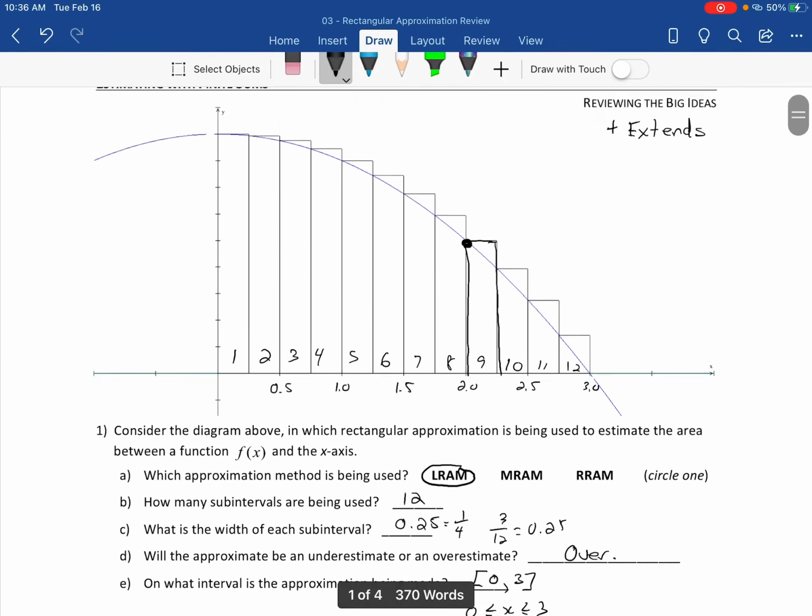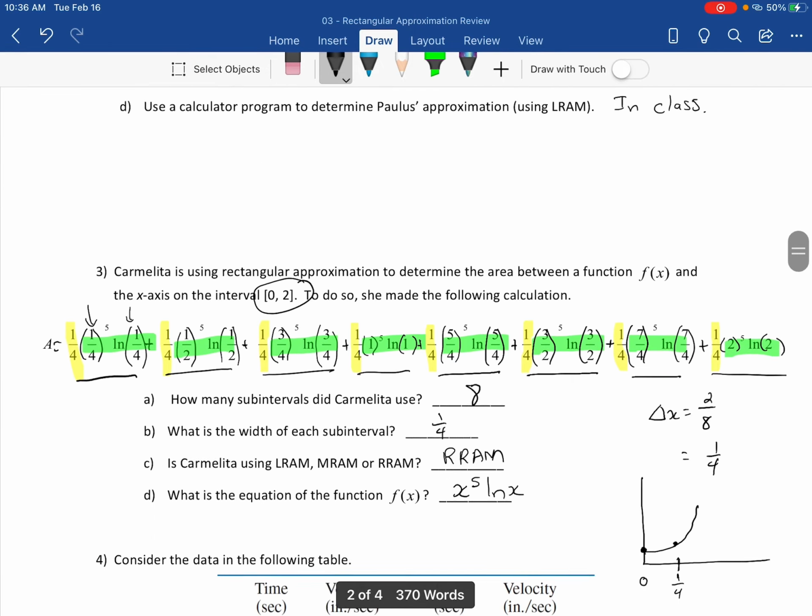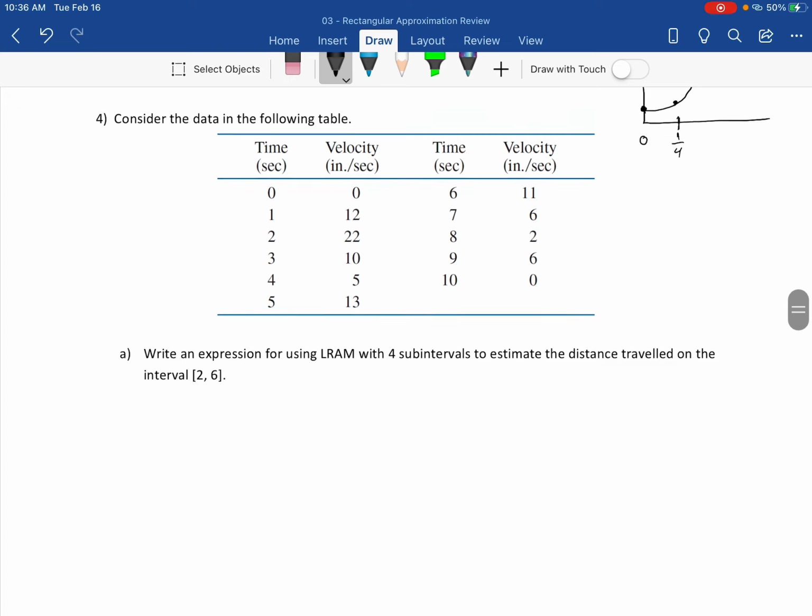So we've seen examples with the graph now and with the equation. Now here's one from a table of values. In some ways, using a table of values is easier, but there is a little different thinking that has to go along here. So here's some data: time 0, velocity 0, time 1, velocity 12, and so on. It says write an expression using LRAM with 4 sub-intervals to estimate the distance traveled. When we use LRAM, it means we're going to use the left-hand side of each interval.